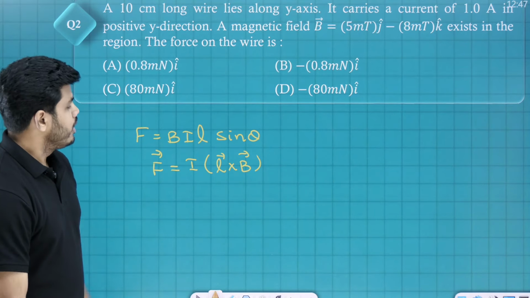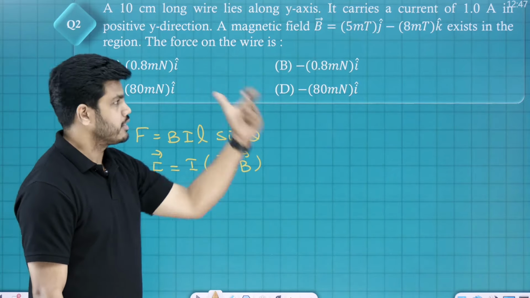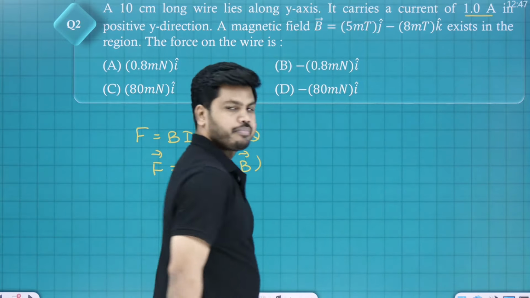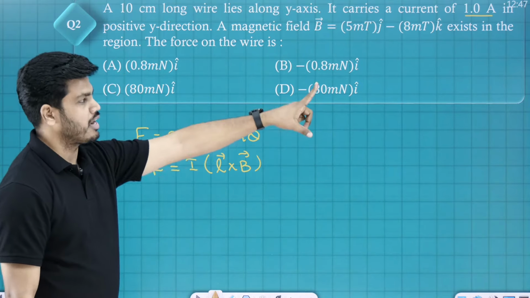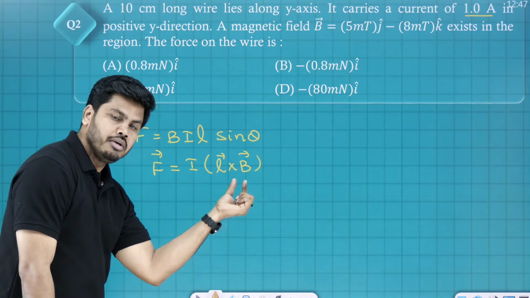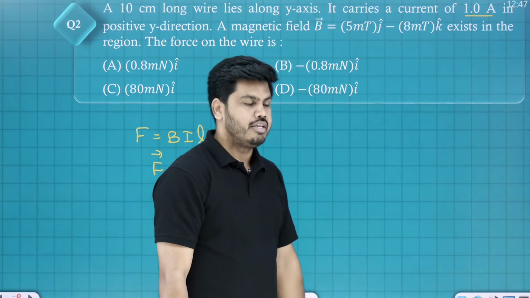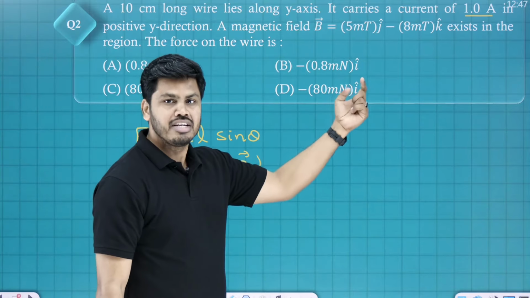Now let us find the cross product of L and B. What is the current given? The current in the question is given as 1 ampere. Current is a scalar quantity, so it is to be multiplied finally after finding L cross B, but there is nothing to do since the current is 1 only. So that calculation is easy. Now, L cross B. What is L? Its magnitude and its direction.